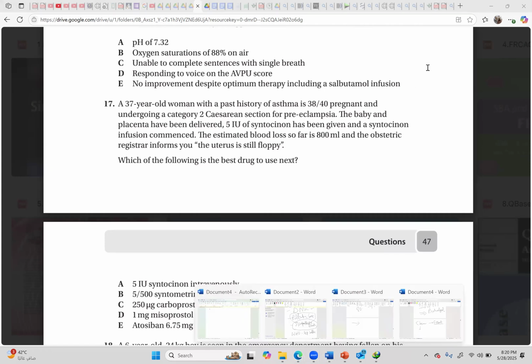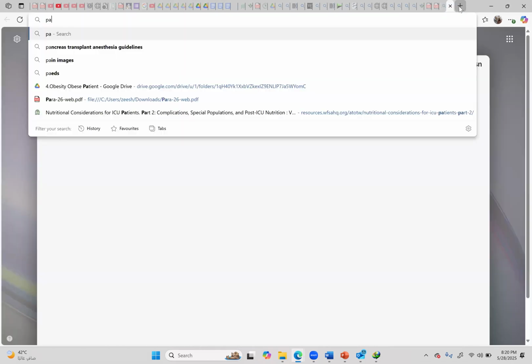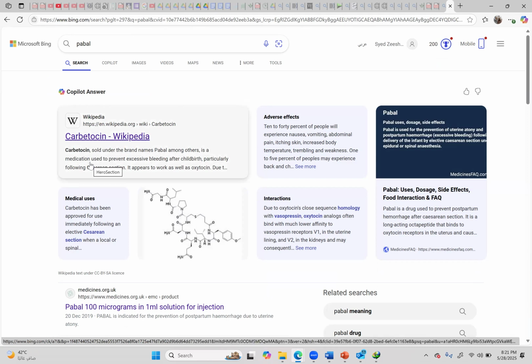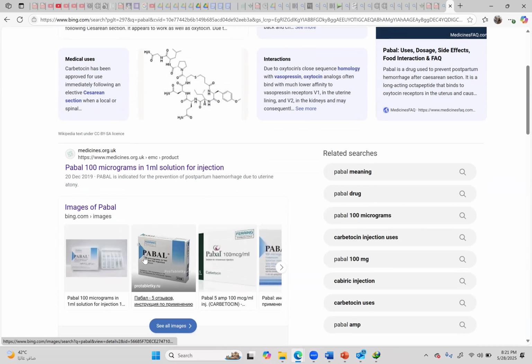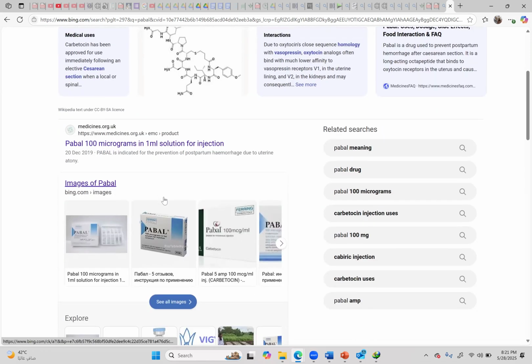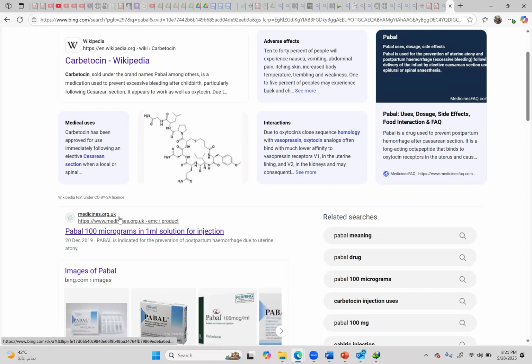One thing I just wanted to tell you: there is another new uterine tonic, its name is Pabal, carbetocin. Okay, it's like oxytocin, but usually it's not given in infusion. It's a single dose. It's long acting, and it has fewer hemodynamic effects than oxytocin. So this is something you should know, because it's frequently available here. In Saudi Arabia, the majority of the time we use it instead of syntocinon. Syntocinon we give as an infusion, but at delivery we usually use 100 mics of Pabal.